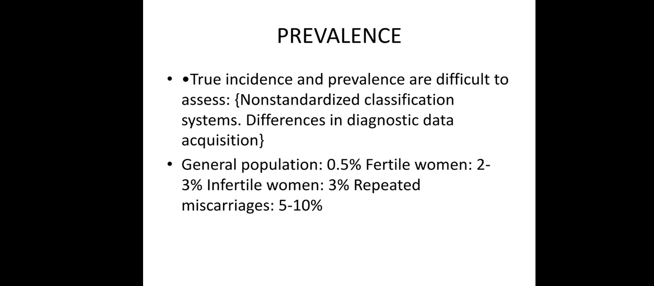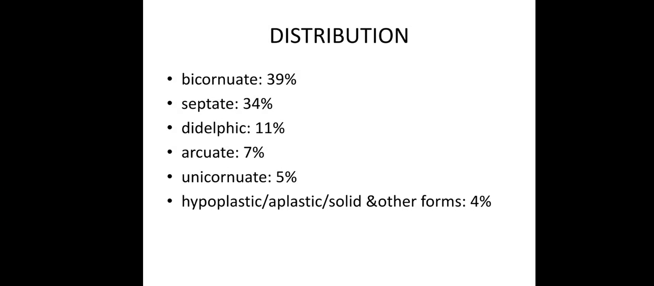Now, the true prevalence and incidence is difficult to assess, because some of them do not present with anything at all. Only the ones who present with some kind of complication or problem come to notice. Also, there are a lot of different classification systems that have existed. The general population prevalence of Mullerian abnormalities may be about 0.5 to 1%, or maybe more than that. In fertile women, 2 to 3%. In infertile women, 3% or more. In women with repeated miscarriages, about 5 to 10% might have a Mullerian anomaly.